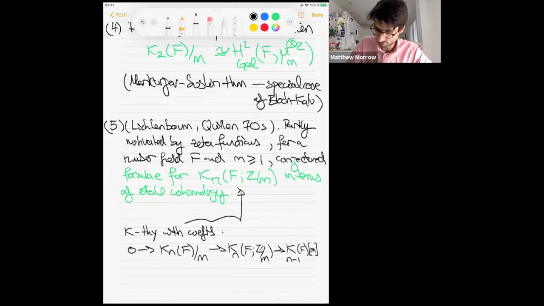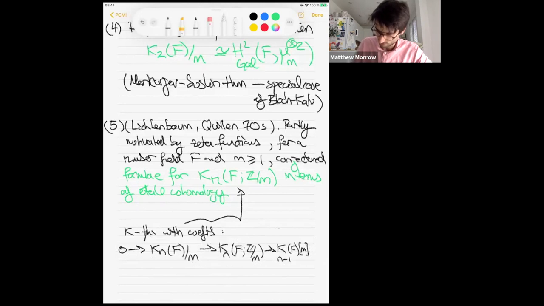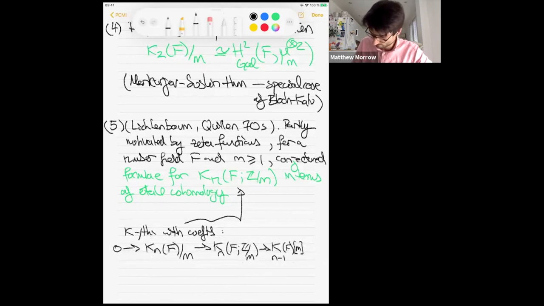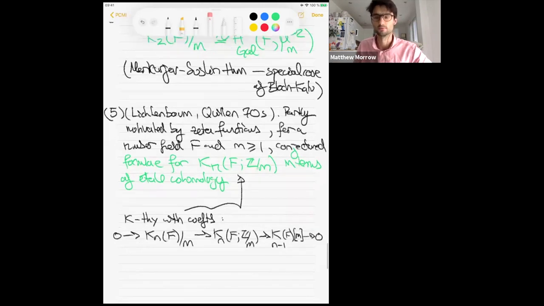Didn't quite leave enough space. Where this final term is the M torsion in the group one down. And so this will appear quite a lot.